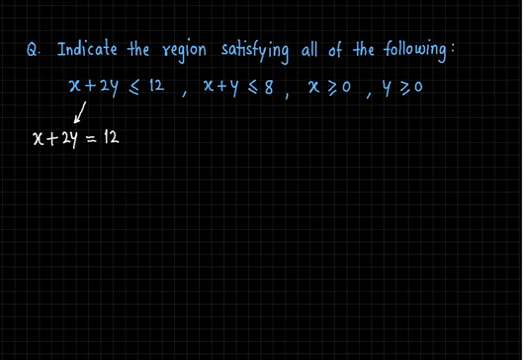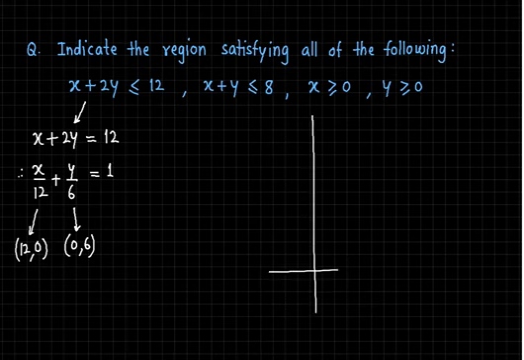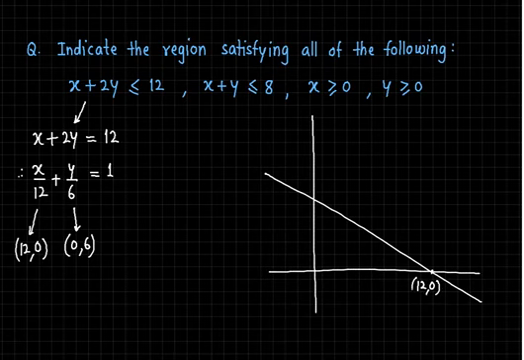that represents the line. Now dividing by 12 throughout, we get x by 12 plus y upon 6 equal to 1. That means this particular line passes through 12, 0 and 0, 6. So we get these 2 points. So let us first draw them. Roughly I am drawing on scale, it's just rough. 12, 0 and 0, 6.